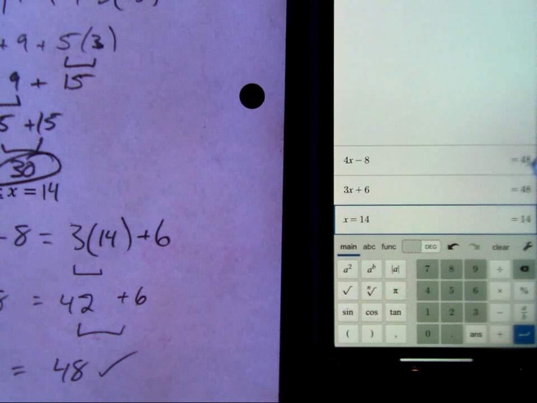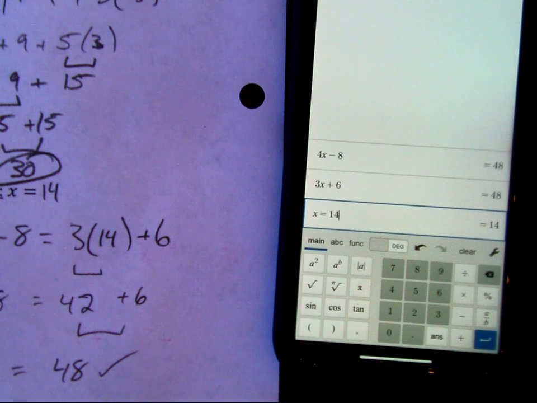Since both of these are equal to each other, meaning they're both equal to 48, we know that these are correct.